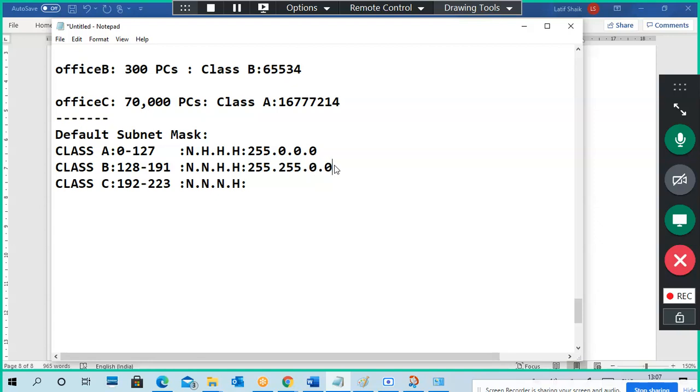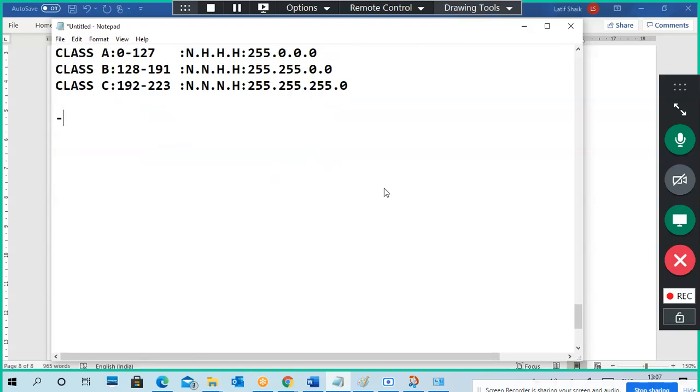If you observe, wherever there is 255, it's the network. Wherever the network is, there is a 255, whereas where the host is, it is a 0. This is for class C. So what is this 255? It means there are network bits and host bits.